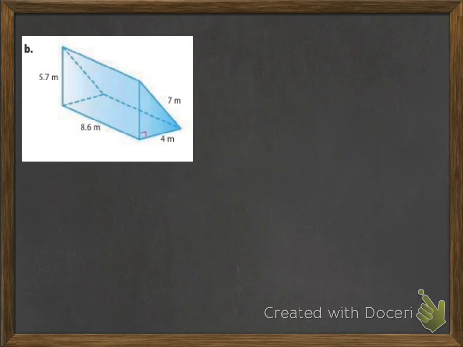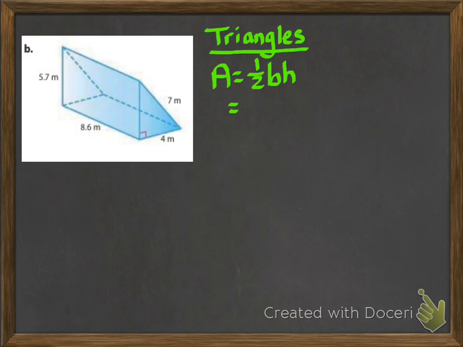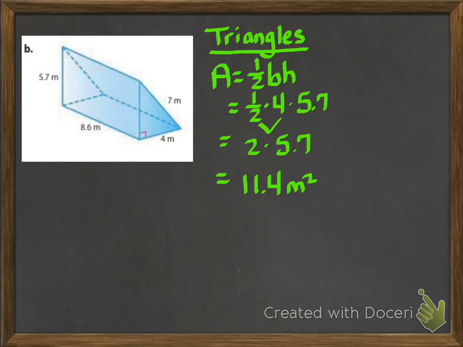So here I went ahead and did example B all on its own. I'm going to start with the triangles. I start with writing the formula for area of the triangles and then filling in its dimensions. So we've got area equals 1/2 times 4 times 5.7. That is what my triangles are going to be. I took half of 4 and got 2. 2 times 5 7/10 is 11.4 meters squared.